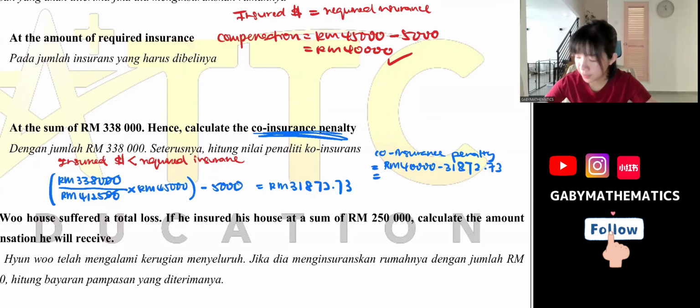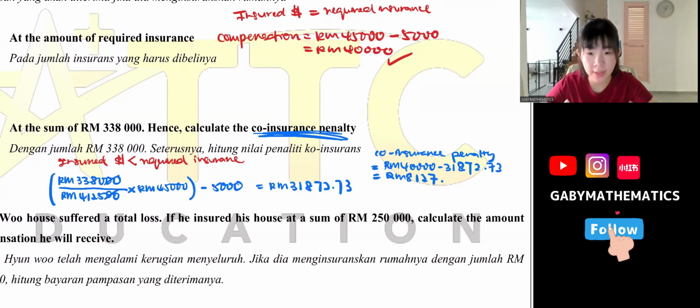So the co-insurance penalty is 8,127 ringgit. 8,127 ringgit 0.27.